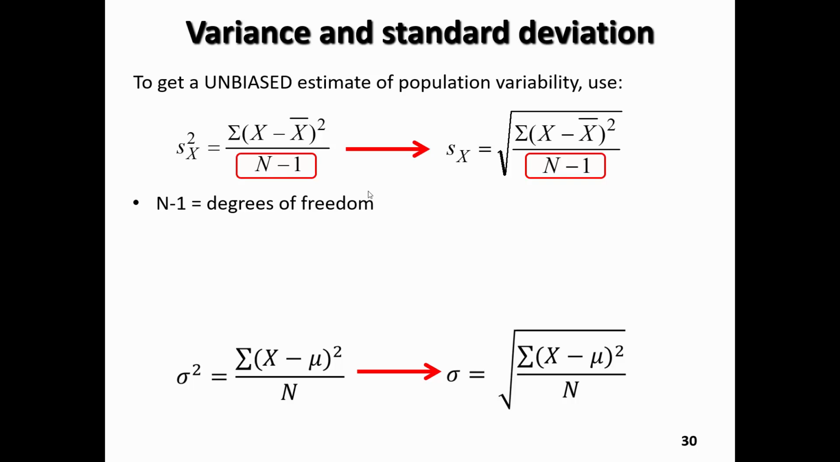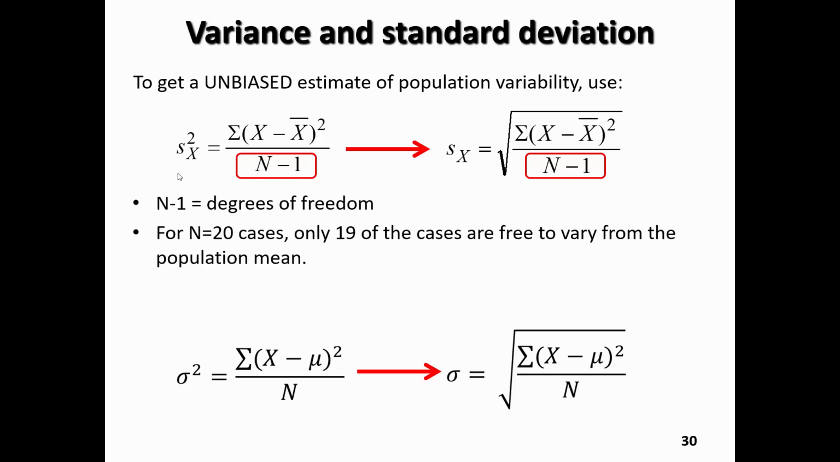And the n minus 1 is referred to as the degrees of freedom. And so where n is the sample size, and if we have a sample of data, we would divide the sum of the squared deviations in the numerator by 19 if our sample size was 20. And so this produces what's called an unbiased estimate of the variability that's reflected of the population.